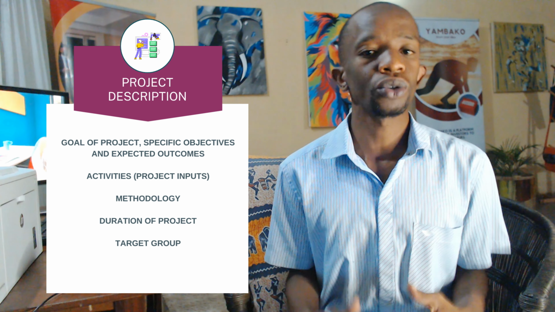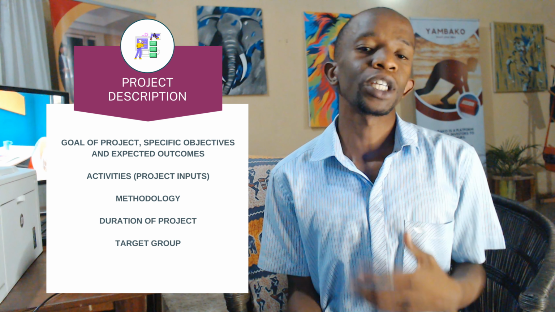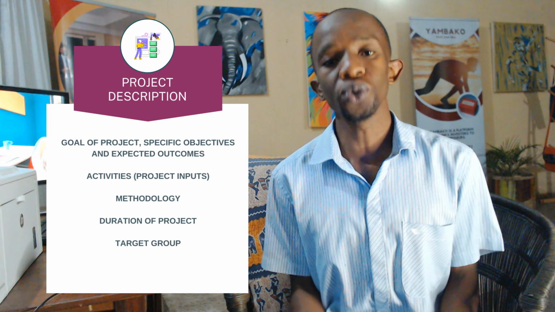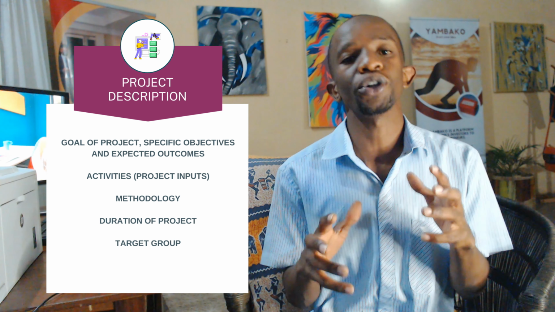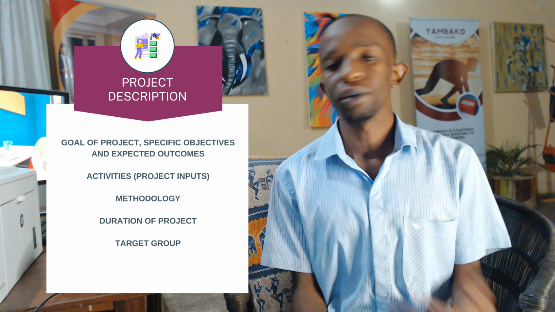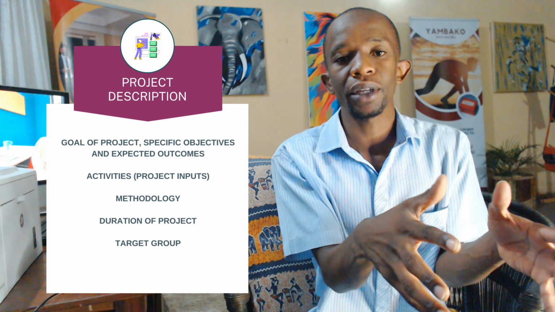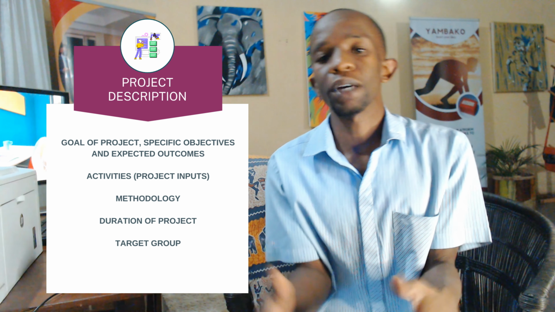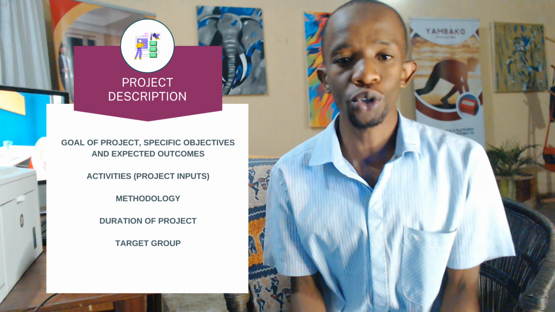And another thing to consider when coming up with a project description is an explanation of the methodology to be used in the project. So every project has a methodology, right? The main approach that the project is going to use to ensure that there's change on the ground. So for instance, some organizations use what is referred to as the lead farmer approach. Some other projects, for example projects in WASH, use what is referred to as community-led total sanitation.